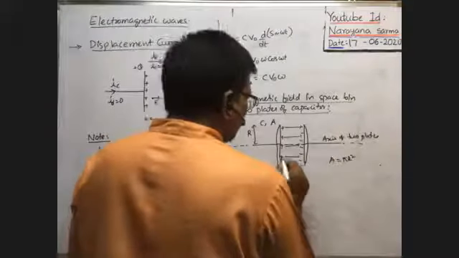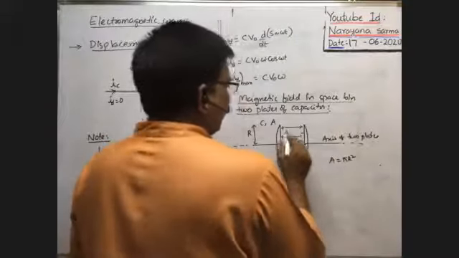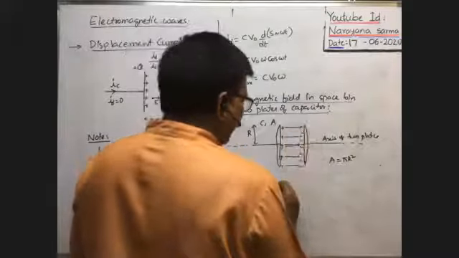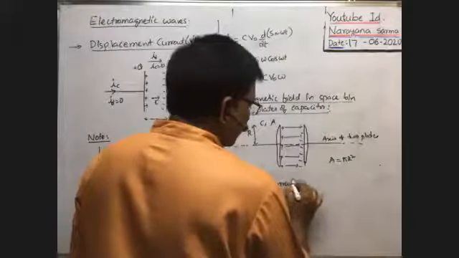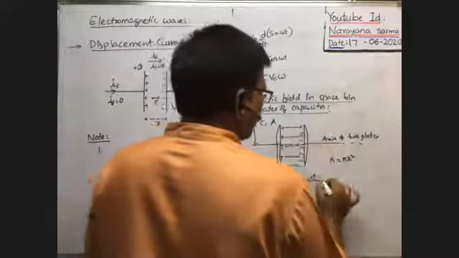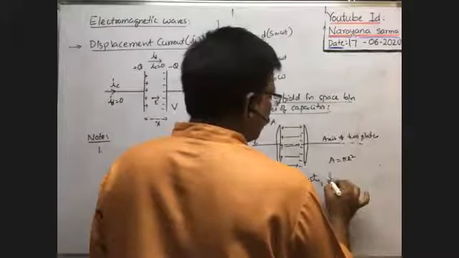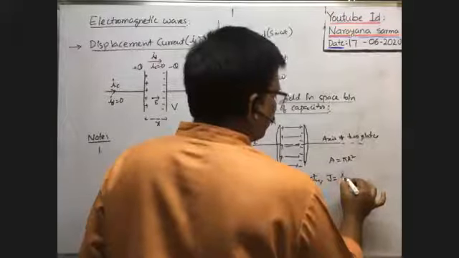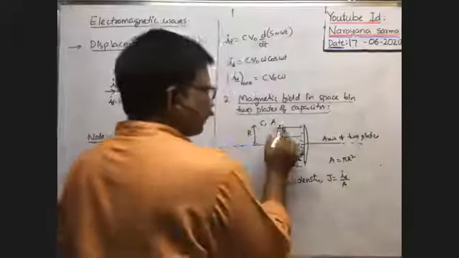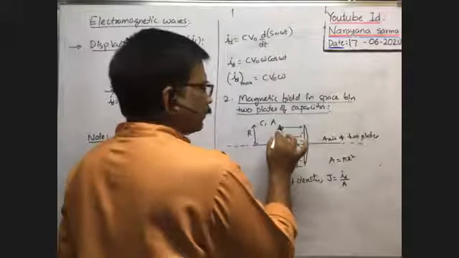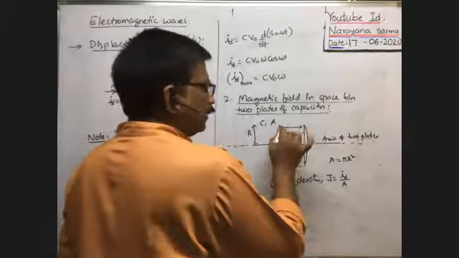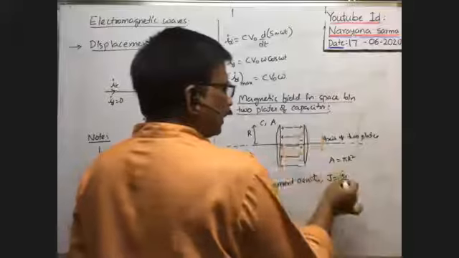Whenever the displacement current ID passes between the two plates of the capacitor, then the current density between the two plates of the capacitor, represented with J, is equal to the displacement current between the two plates by the area of each plate. Because through the area of each plate, capital A, through this area of the surface A, the displacement current that passes is equal to ID.